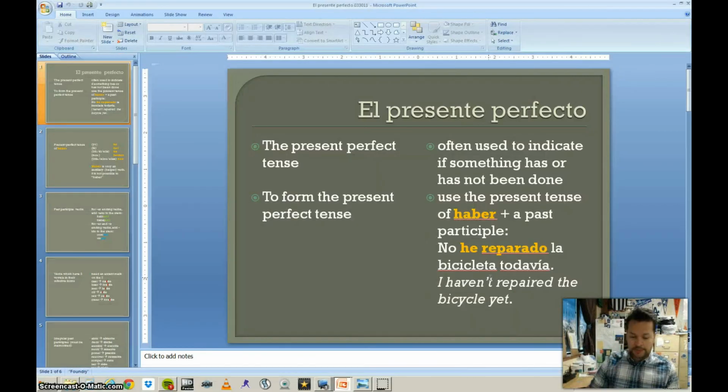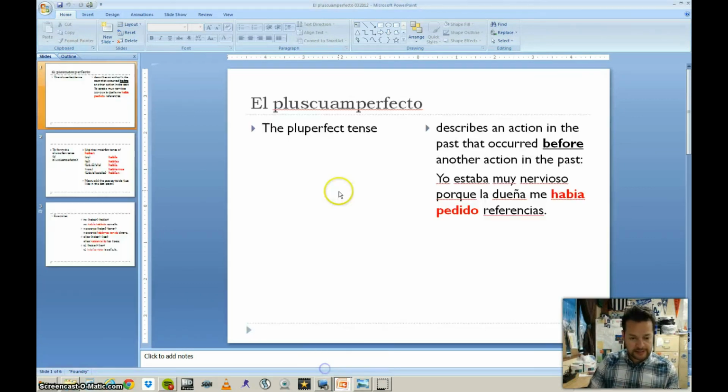Ladies and gentlemen, let's move on to something called the Pluperfect Tense en Español. All right, sounds kind of fancy. Let's check it out.